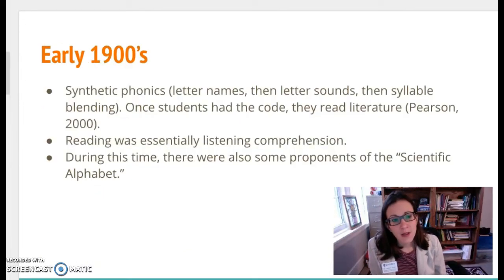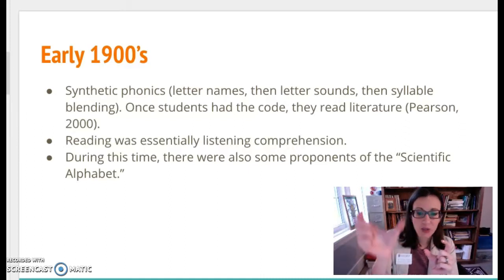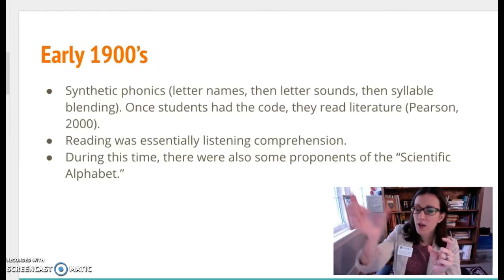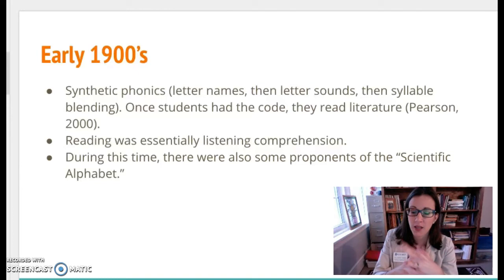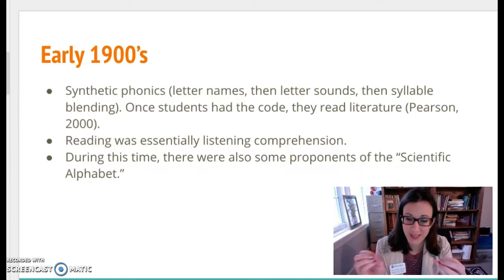In the early 1900s, we progressed into synthetic phonics, and this was a very rote skill and drill approach to literacy. Students had to memorize letter names first, then the sounds that those letters made, and then finally they worked on syllable blending. This was just a row of syllables, another row of syllables, and they would blend those together, all the way down. Once they had that nonsensical syllable blending down pat, then they moved into reading literature. So once they could read the code, then they moved into reading literature.